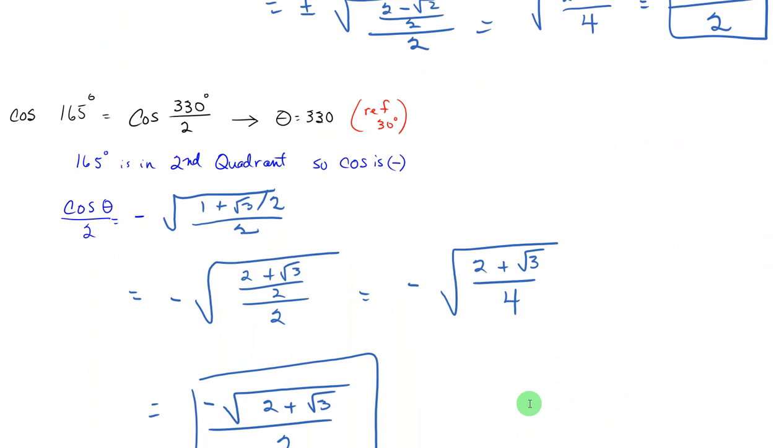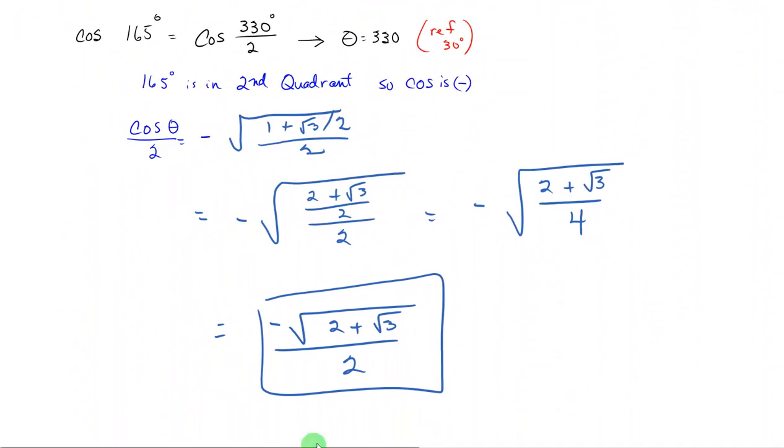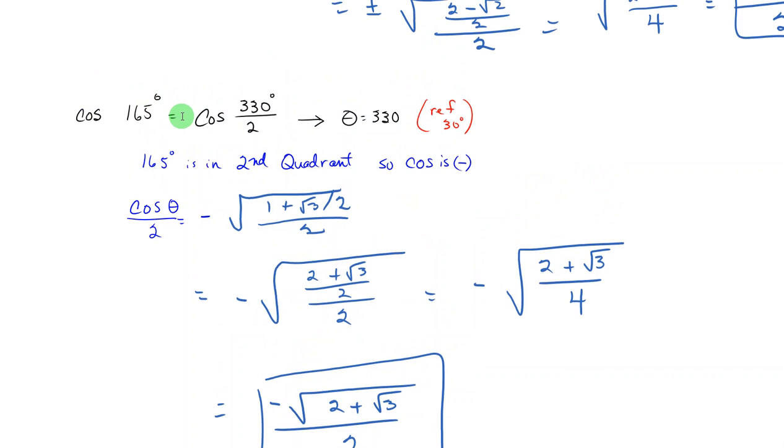All right, same thing for this one. Let's move this over a little bit. So cosine of 165. We don't know anything about 165, but if we double that, we get 330. And so we do know information about 330. Its reference angle is 30 degrees. 165 is in the second quadrant, so cosine is negative there. We have to remember that.